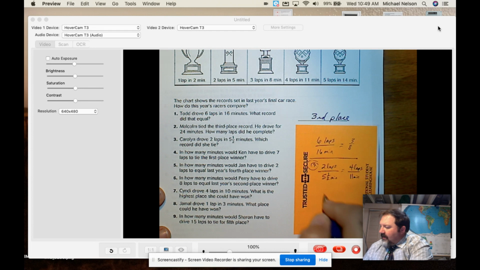Down to number 9. Number 9 is setting up how many minutes Sharon would have to drive 15 laps. Laps is on top, remember. To tie for fifth place. So you don't know how many minutes, and that's your variable. We'll talk about that with this next paper in just a second in more depth. And then you want to tie for fifth place. So fifth place is five laps and 14 minutes, okay?